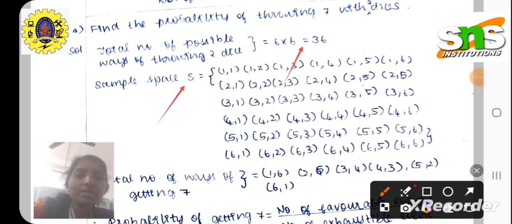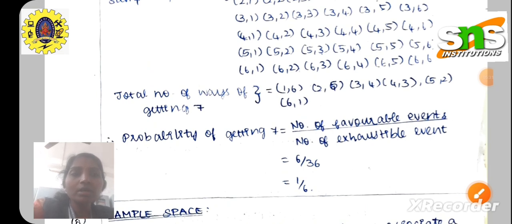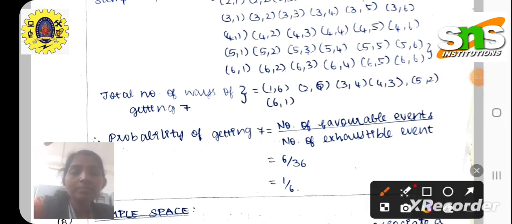So the 36 elements will have 1, 1, 1, 2, 1, 3, 1, 4, 1, 5 and 1, 6. In a similar way, up to 6, 1, 6, 2, 6, 3, 6, 4, 6, 5 and 6, 6 as the ordered pairs here. So this is what our sample space is. In the sample space, we have 36 elements. So how many ways of getting 7 are here?